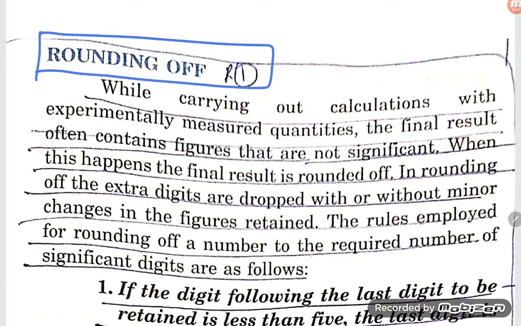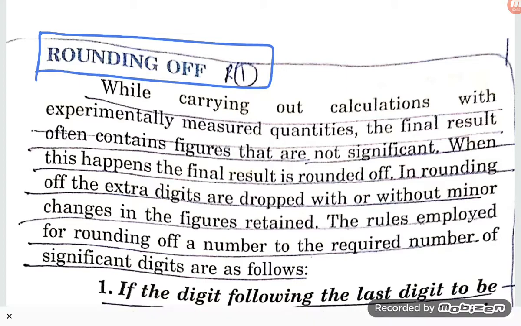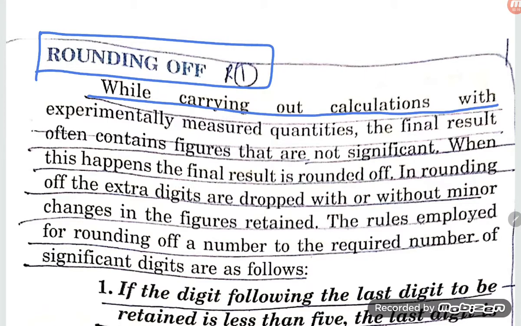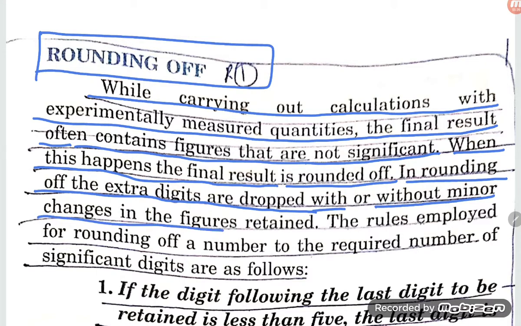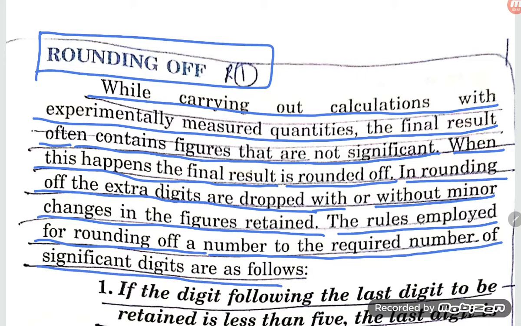Rules for rounding off. What is the meaning of rounding off, students? Restricting the number up to certain digits. While carrying out the calculation with experimentally measured quantities, the final result often contains figures that are not significant. When this happens, the final result is rounded off. In rounding off, the extra digits are dropped with or without a minor change in the figures retained. The rules employed for rounding off a number to the required number of significant figures are as follows.